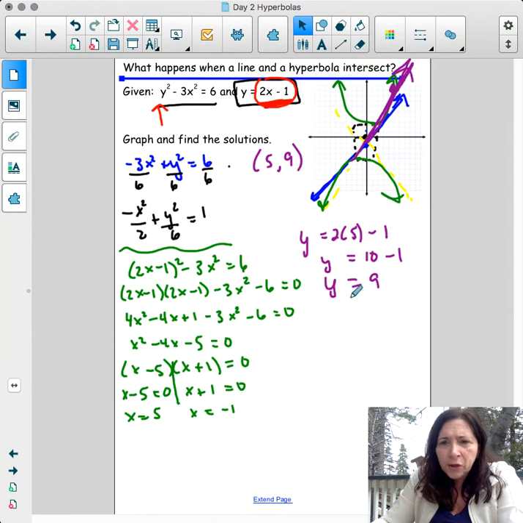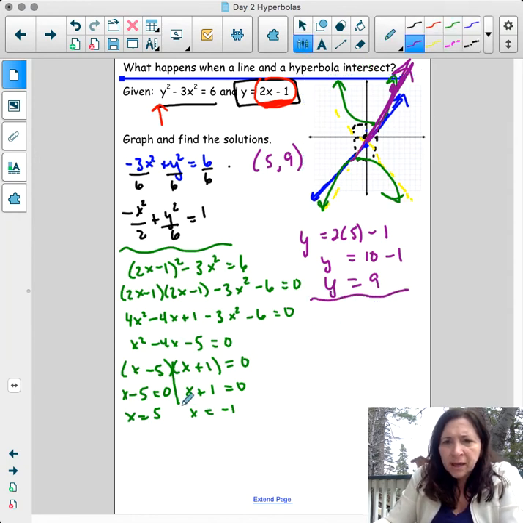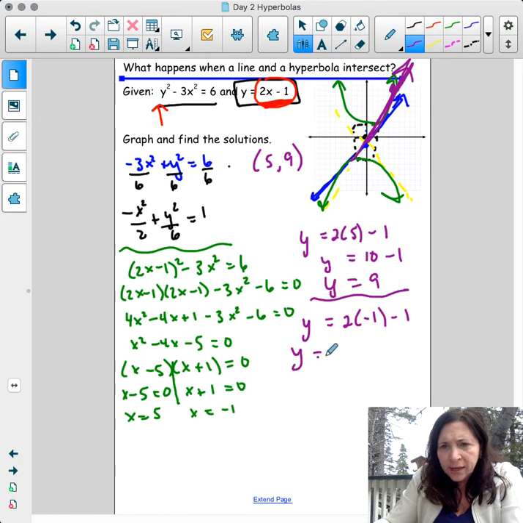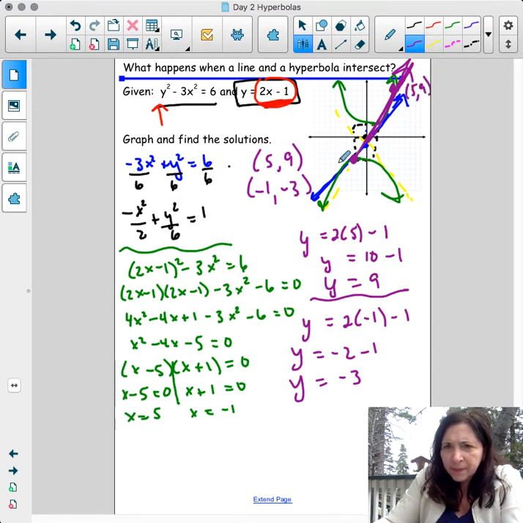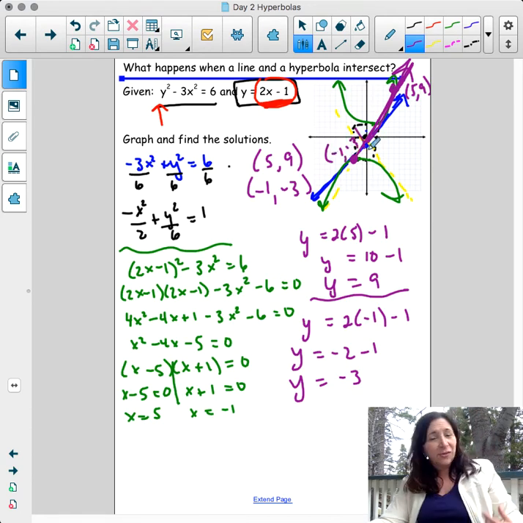Additionally, when you plug in negative 1, so we have y is equal to 2 times negative 1 minus 1. So y equals negative 2 minus 1. So y is equal to negative 3. So when I plugged in negative 1, I am getting negative 3. So at negative 1, negative 3. So that's kind of what looks like an intersection point. So I have two intersection points, 5, 9, and I have negative 1 comma negative 3. So those are my intersection points.